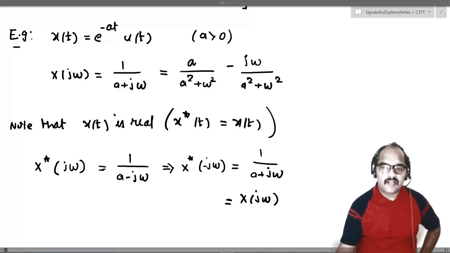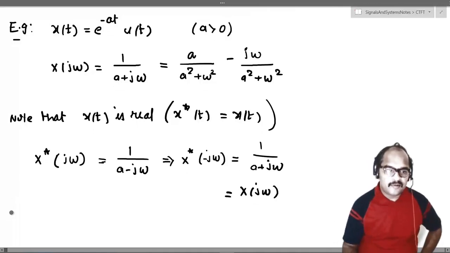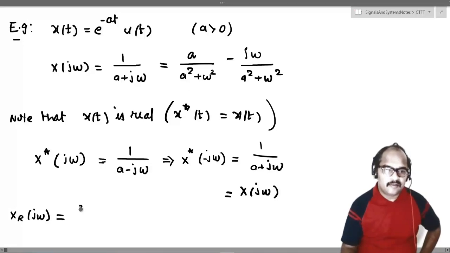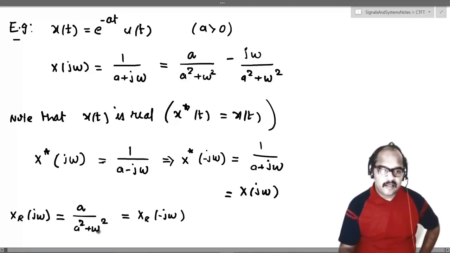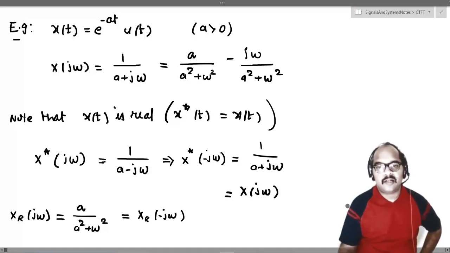So what is the real part? What is xr of j omega here? The real part of the Fourier transform is how much? It is a by a squared plus omega squared, which is the same as xr of minus j omega, correct? Why? If you replace omega with minus omega, you get back the same signal, and hence what does it mean? The real part of the Fourier transform is even.